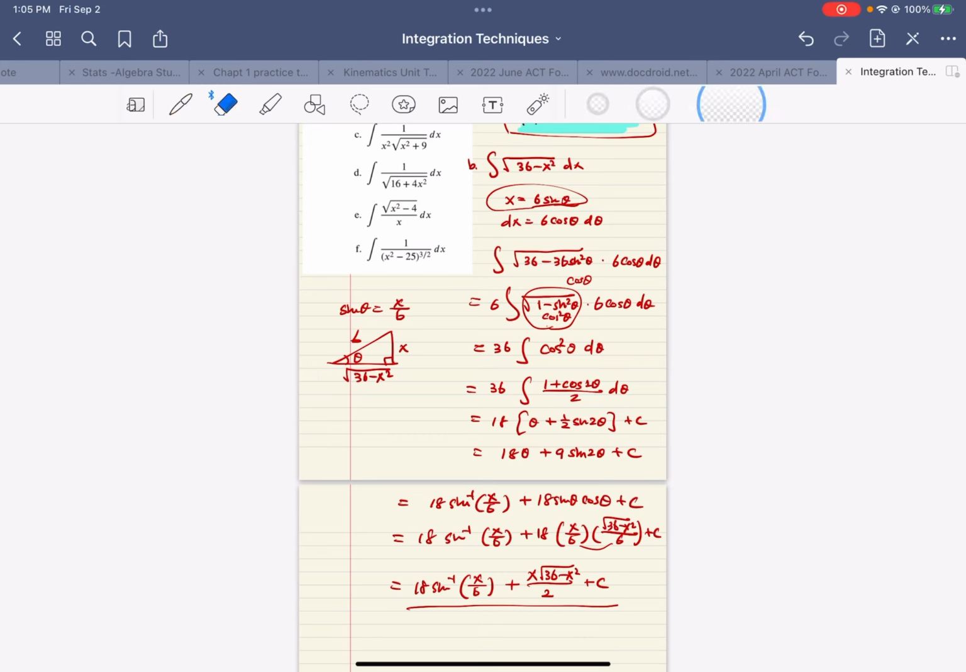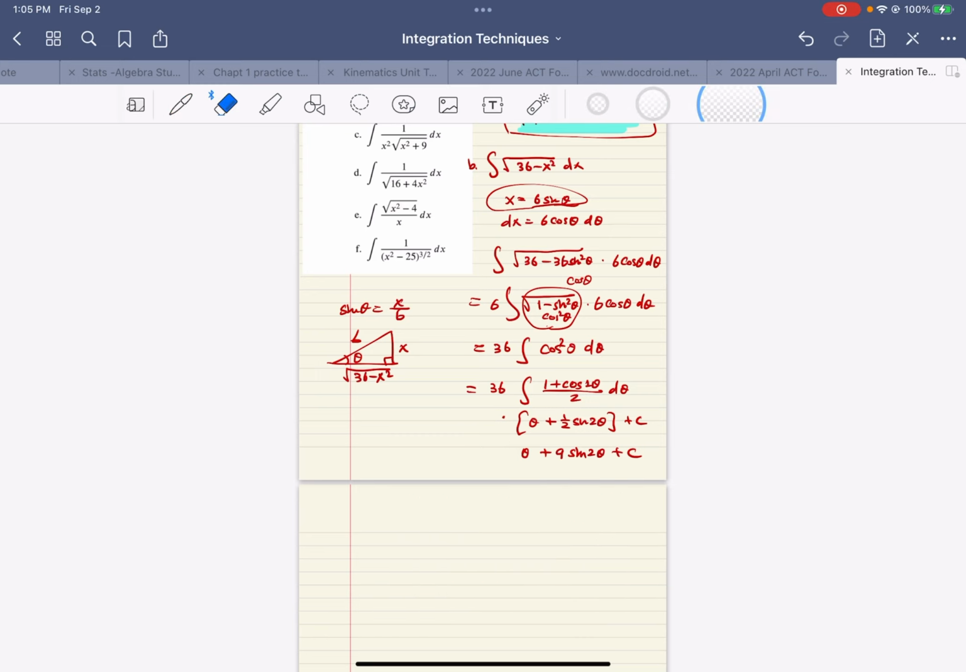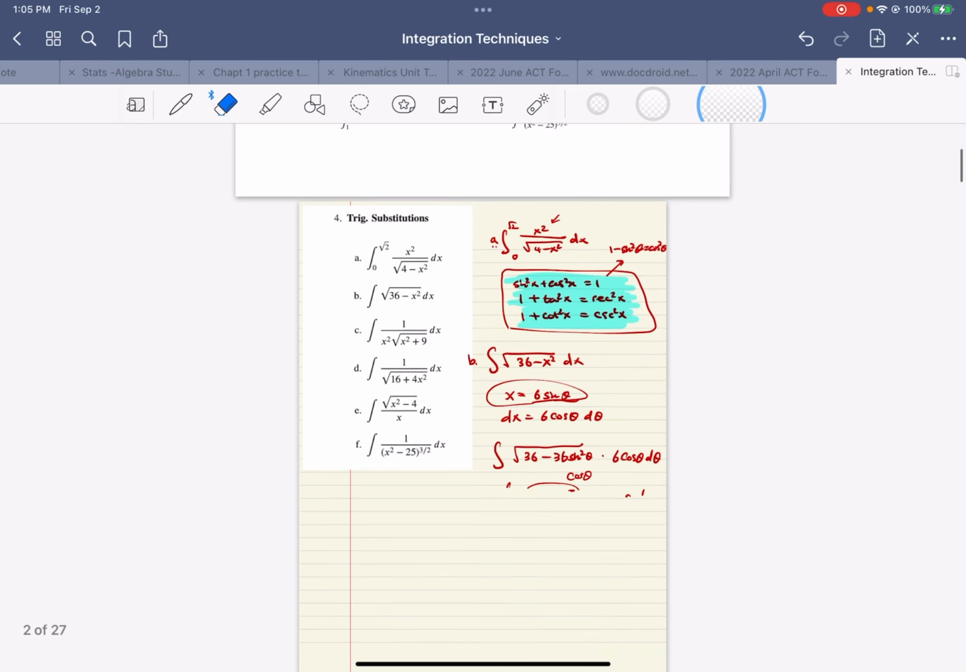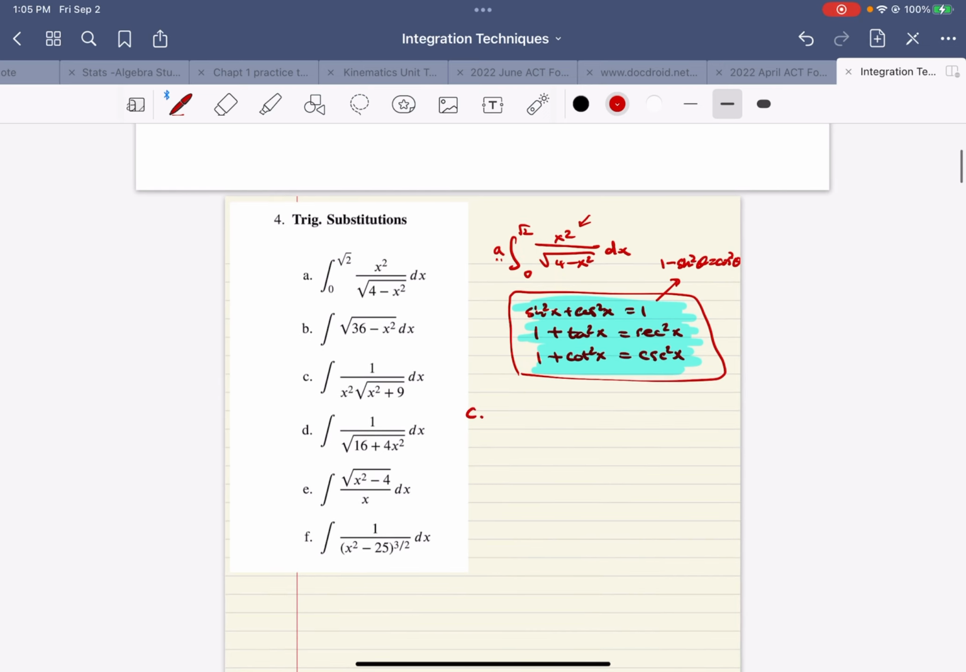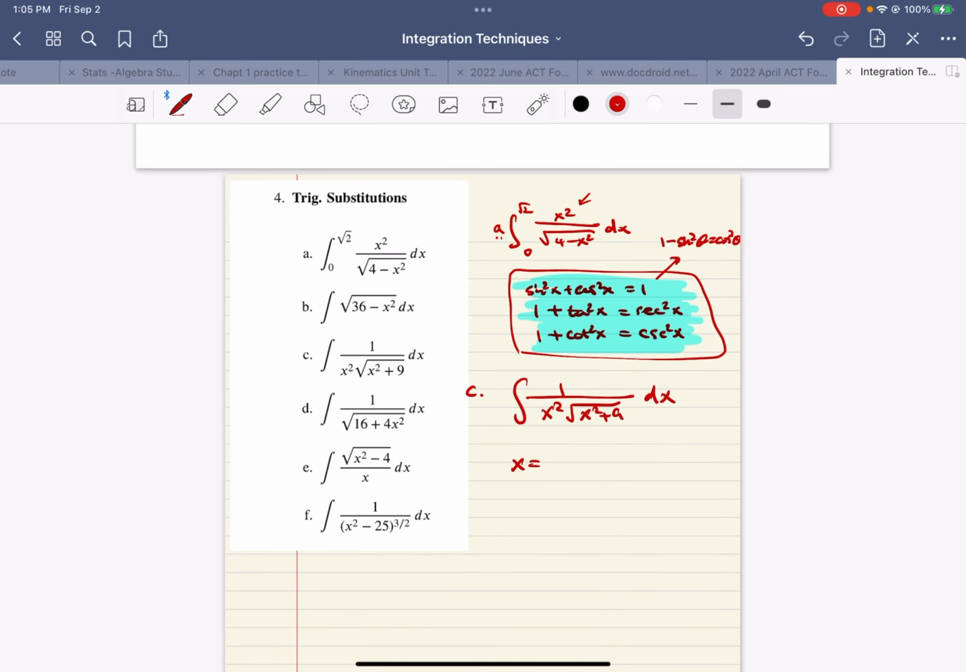Now let's move on. Now let's do C. C is integral 1 over x squared root x squared plus 9 dx. So what substitution are you gonna do? I'm gonna use a trig sub again. Let's say x equals 3 tangent theta. Then dx equals 3 secant squared theta d theta, since the derivative of tangent is secant squared.